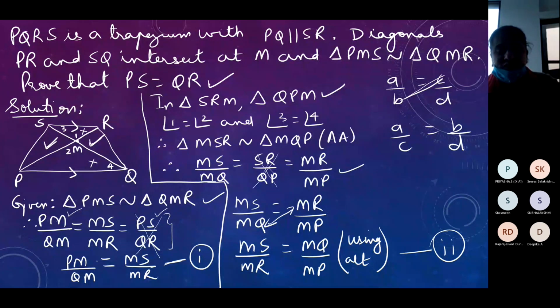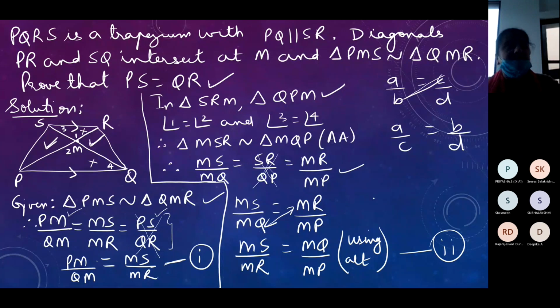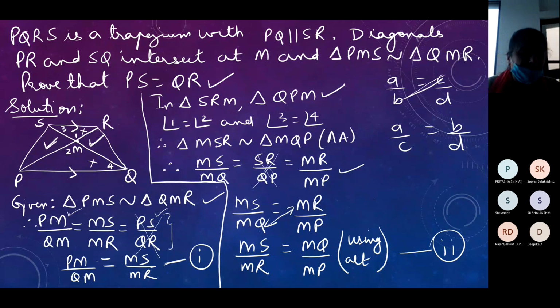So we exchanged this. We brought MR down and we took MQ here. That makes it MS by MR, and we have MS by MR here also. So on comparing, you get PM by QM is equal to MQ by PM. When you cross multiply, you get PM is equal to QM. And we have to prove that PS is equal to QR.